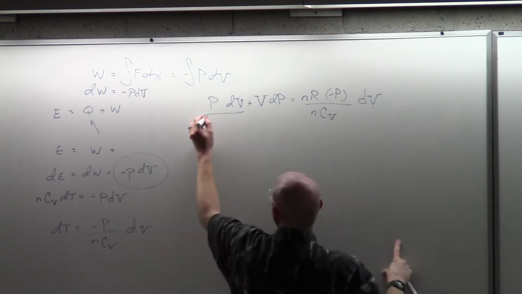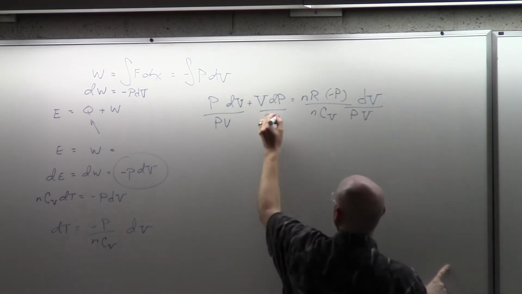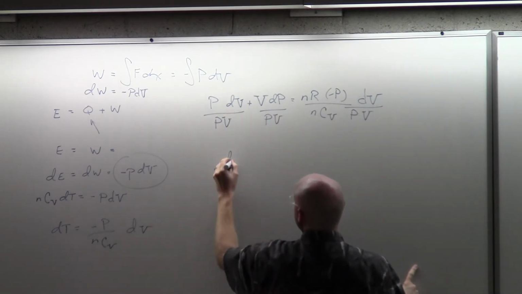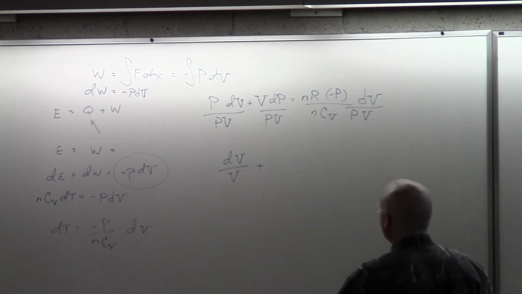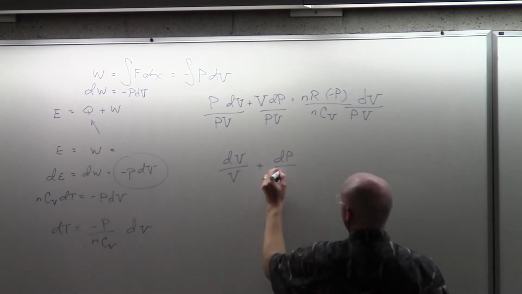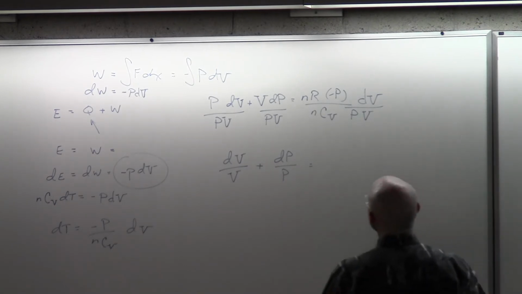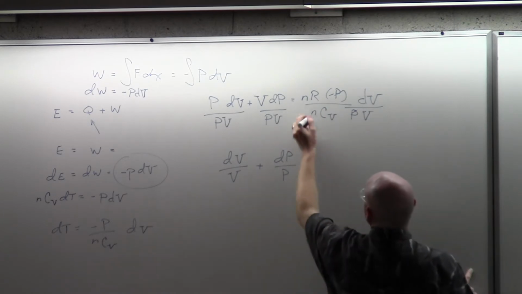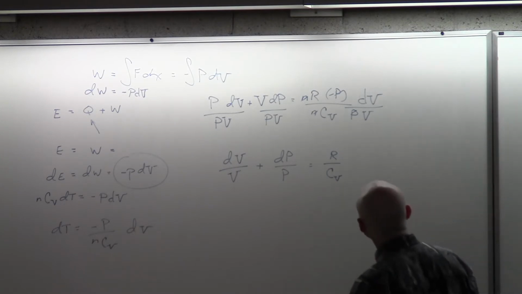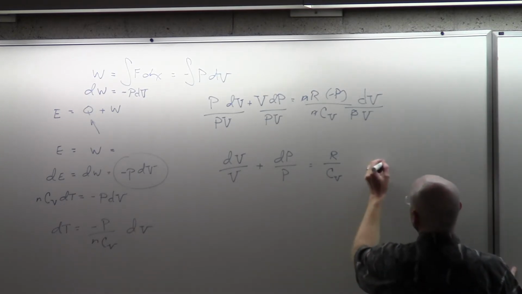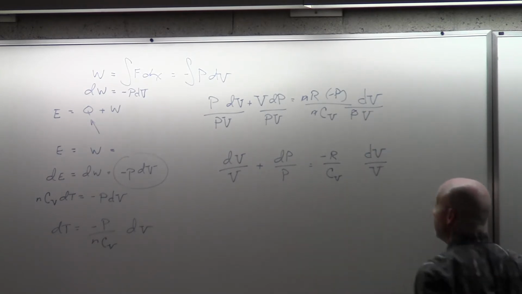Okay, now if I divide everything by the product PV, this will make a dV over V with no P's in it. Yay. This will make a dP over P with no V's in it. Yay. This will make a, is there a V somewhere? Yeah, negative, thank you. There is a dV with a V in it.